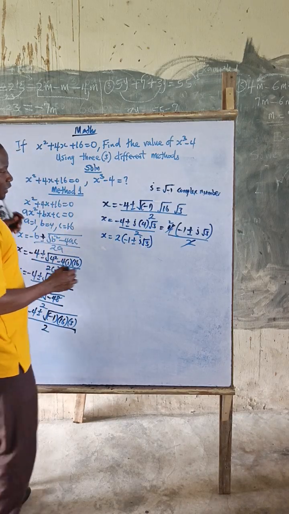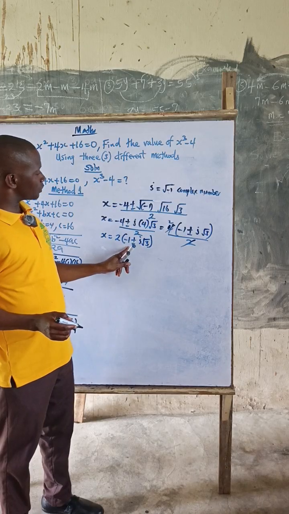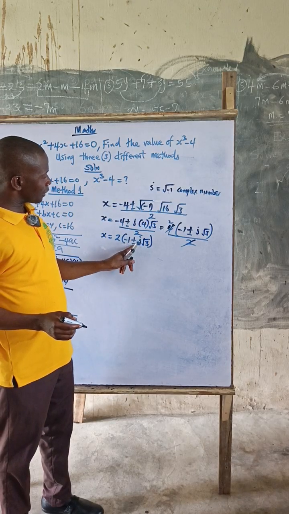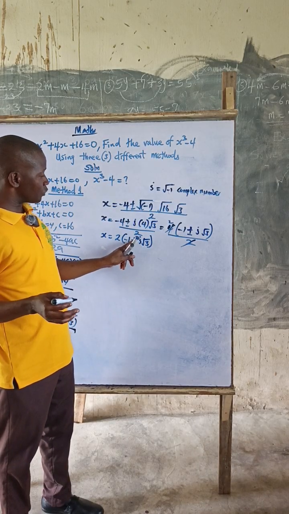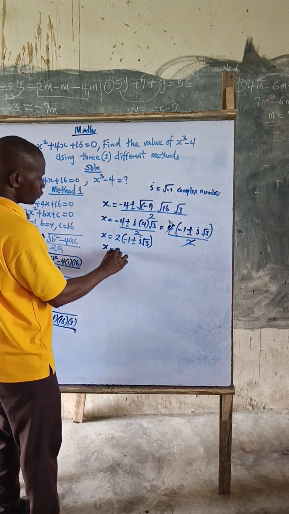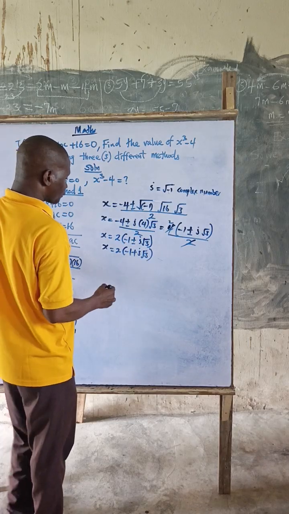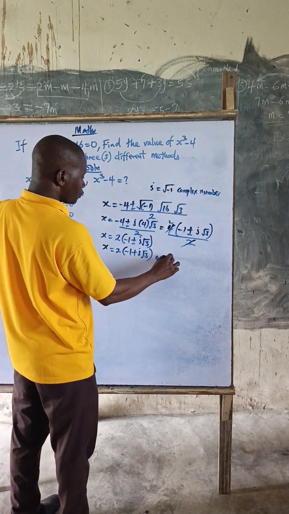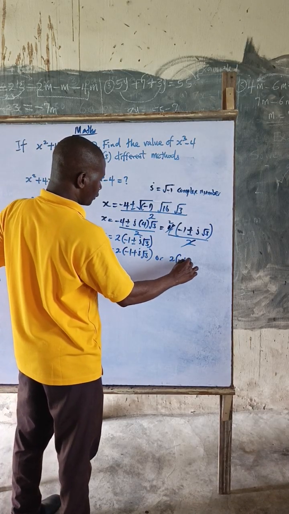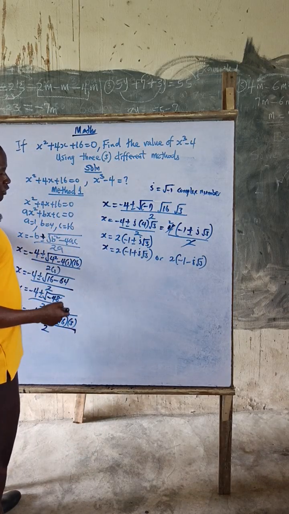So we have this divided, then we have divided by 2. This is the value of x. We are going to substitute either by using plus or minus sign. But in my post, I use plus, we are going to use minus sign now. So that is, we can have x to be 2 into minus 1 plus i root 3, or 2 into minus 1 minus i square root of 3. So these are the two values of x.